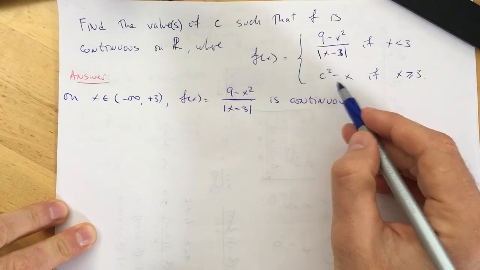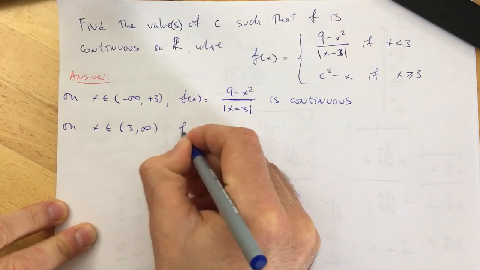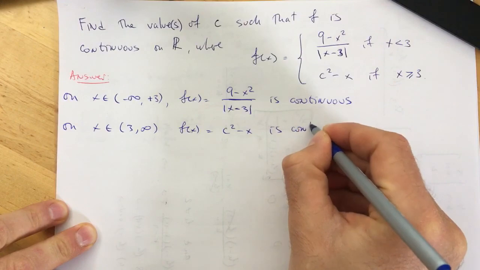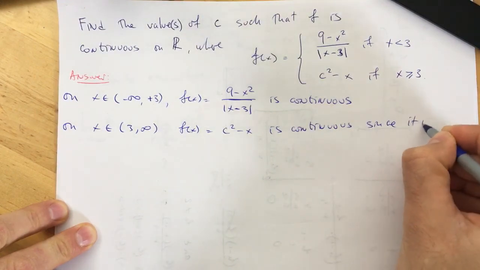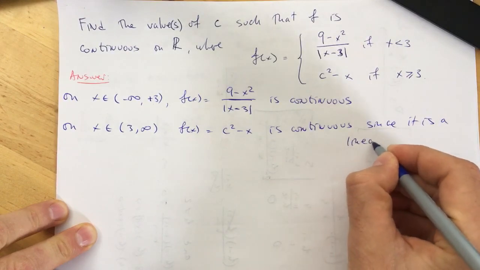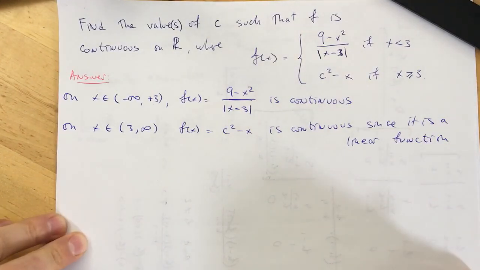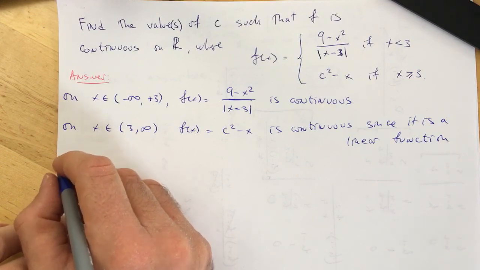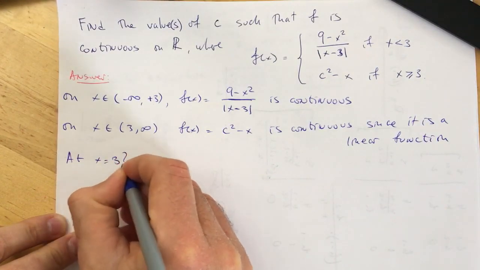And then for all the values greater than 3, on the interval from 3 to infinity, f of x is a polynomial, a linear function, and it is continuous since it is a linear function. So the only question that is left is what's happening at 3. Okay?